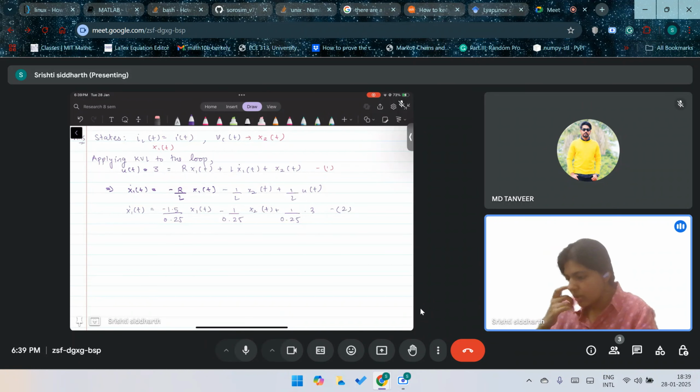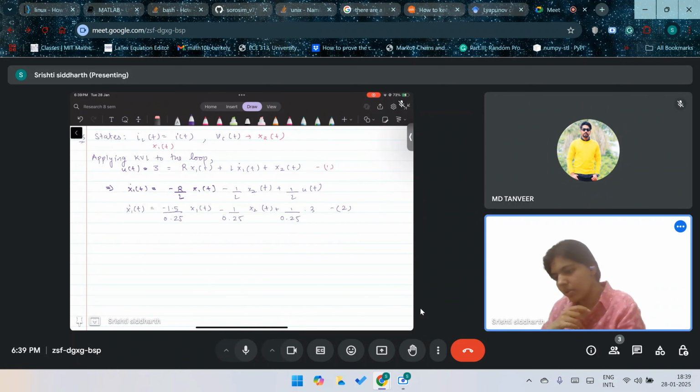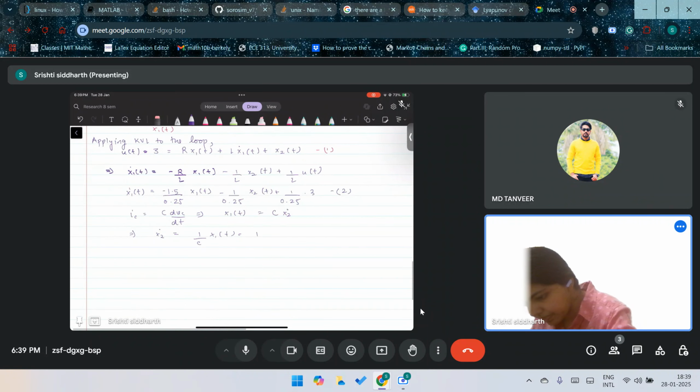And now we need the differential equation for x2. So we need x2 dot. So this is just a relation for the capacitor. So we have I going through the capacitor is C dVc by dt. This implies that x1, which is the loop current, equals C times x2 dot, which implies that x2 dot is simply 1 by C times x1, and C is 0.5.